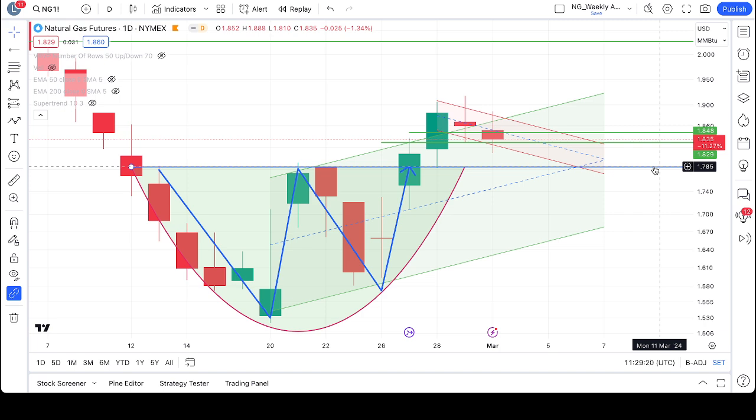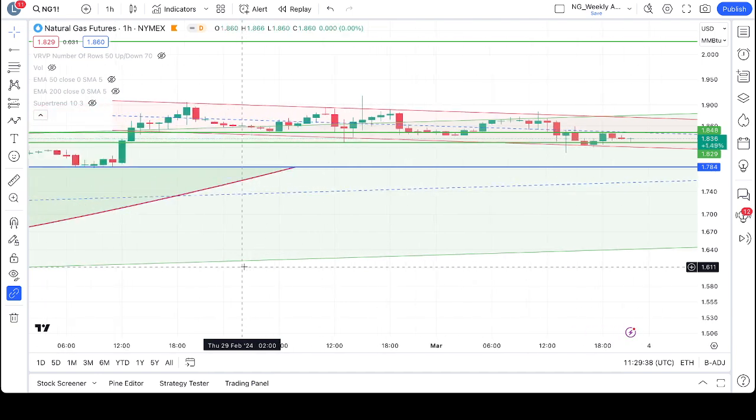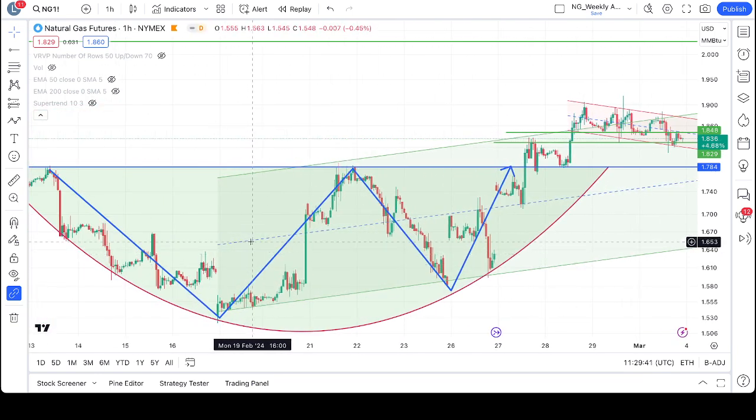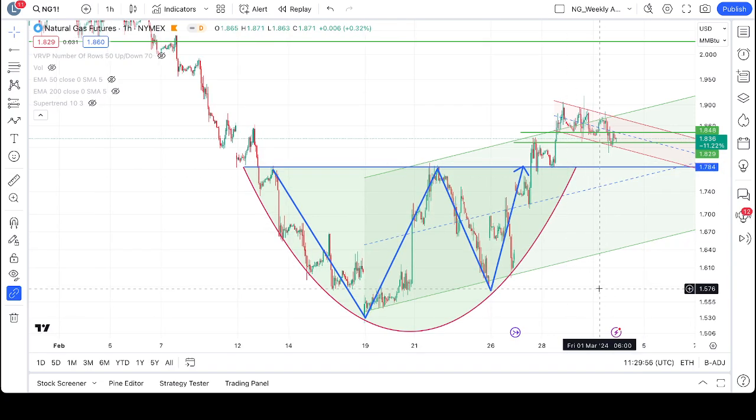If 1.78 breaks, then I think the next support down is 1.68. On the daily, 1.68 is roughly around here. You can look at that, but it will probably be much clearer on the hourly or 4-hour. So 1.68 is the next level, but I am banking on 1.78 as support based on what we are looking at on the charts at the moment.